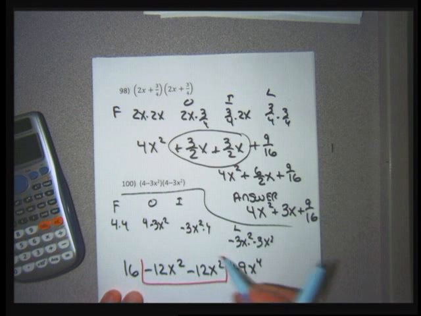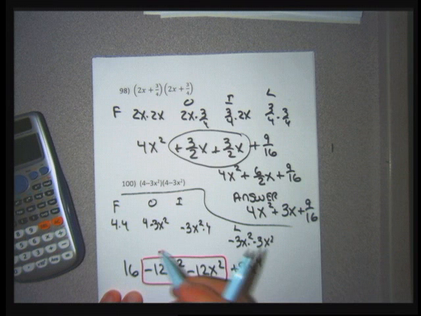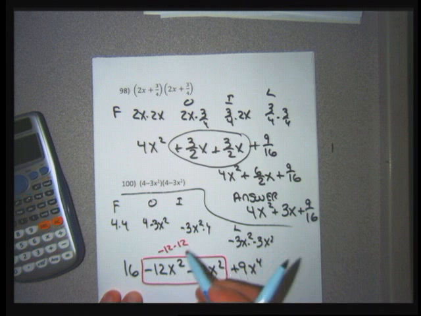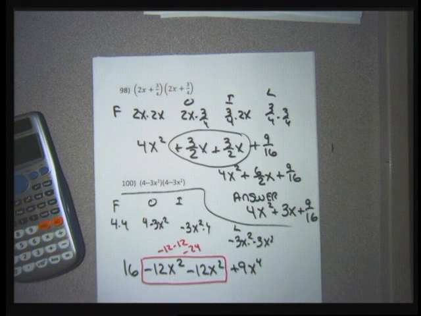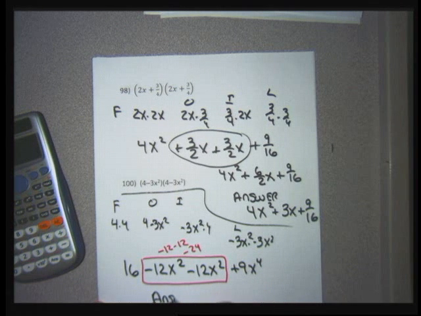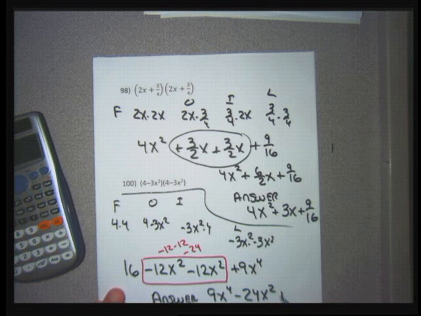I'm going to combine these by combining the minus 12 and minus 12 together by adding, which will give me a minus 24. I'm going to write for my answer the 9x to the 4th first, and then the outers and the inners give me a minus 24x squared, and the last gives me a 16.